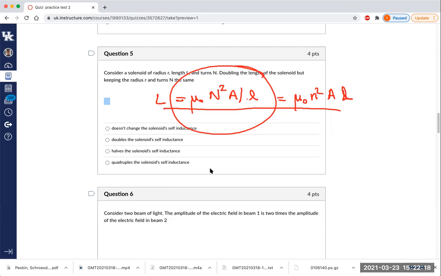And so if I look at this equation for the inductance, what happens when I double the length? Mu naught doesn't change. N doesn't change. A doesn't change. Only the length changes. And if the length doubles, then because it's in the denominator, the inductance will halve. So when the length goes up by 2, the self-inductance L is divided by 2.